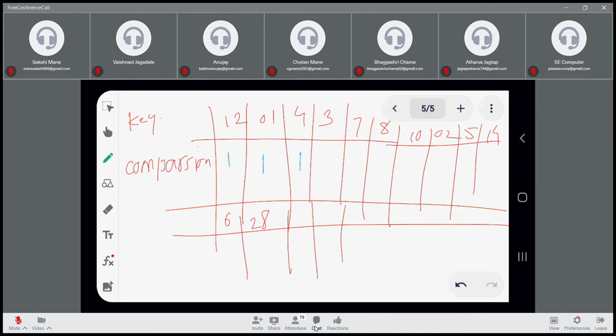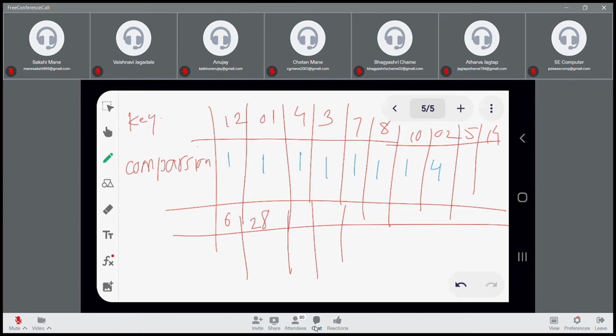Here for 4 it is 1, for 3 it is 1, for 7 it is 1, 8, 1, 10, 1. Now for 2, the actual index of 2 is 2, but as index 2 is not empty, we have placed 2 at index 5. Starting from 2, how many comparisons do you need to place 2: 2, 3, 4 and 5. So 4 comparisons to find the empty position. So the number of comparisons for 2 is 4.